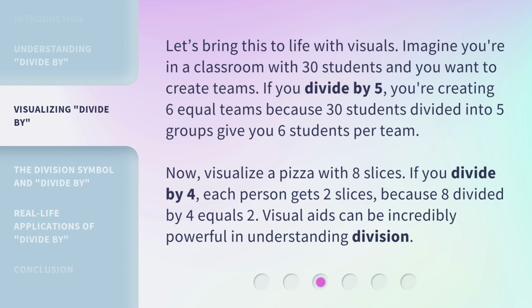Let's bring this to life with visuals. Imagine you're in a classroom with 30 students and you want to create teams. If you divide by 5, you're creating 6 equal teams because 30 students divided into 5 groups give you 6 students per team. Now, visualize a pizza with 8 slices. If you divide by 4, each person gets 2 slices, because 8 divided by 4 equals 2. Visual aids can be incredibly powerful in understanding division.